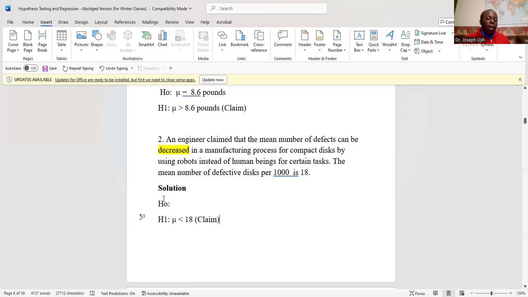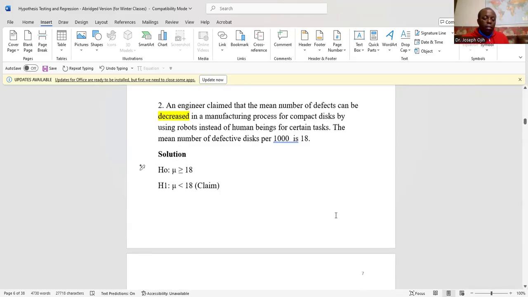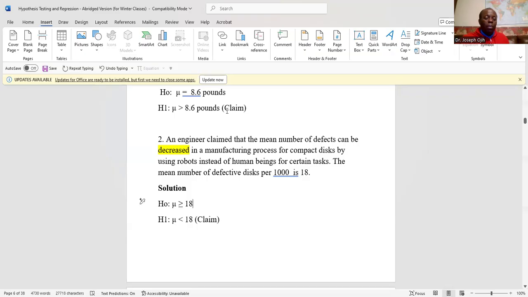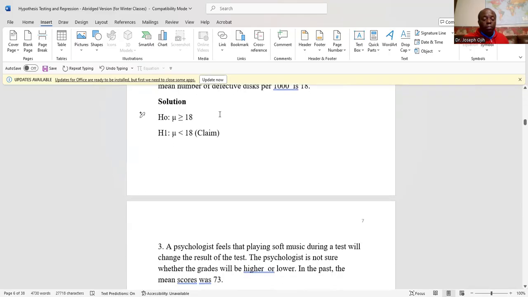So the opposite is supposed to be mean greater than 18, but because we cannot use the greater than symbol in the null, we're going to use mean is greater than or equal to 18. And that is it, you have stated the hypothesis. Now know that the claim is not always on the alternative hypothesis. It can be both ways.